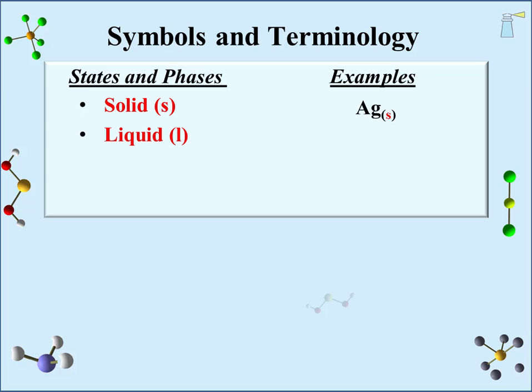Parentheses L indicates that the chemical of interest is in a liquid state. Water is a good example of that.